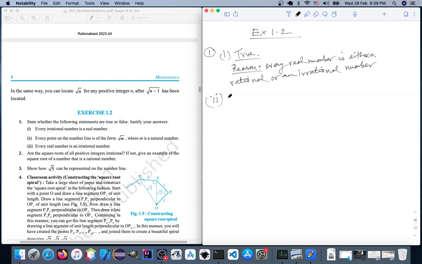for negative integers, let's say minus 2, do we have m where minus 2 equals square root of m? That is the question. If I take a negative integer, let's say minus 5, we can have minus 5 as square root of 25.